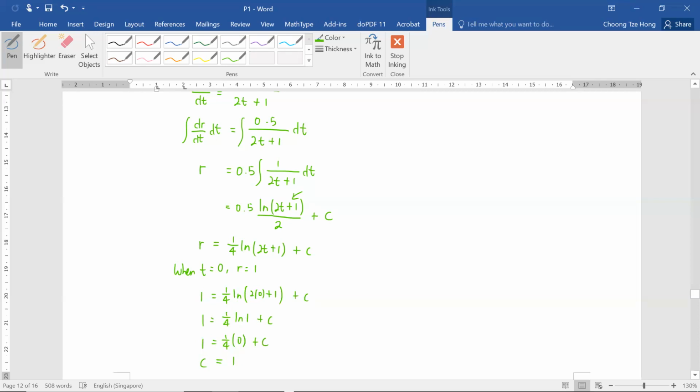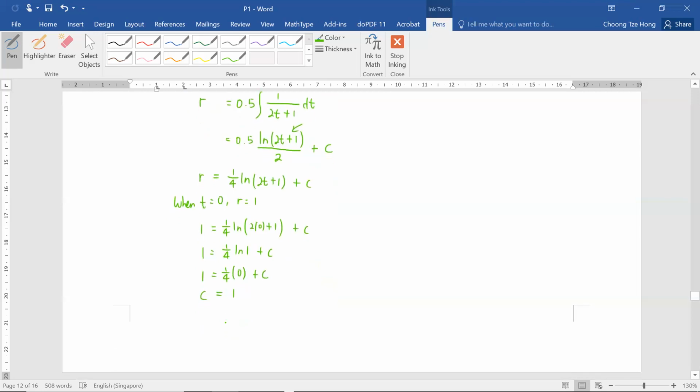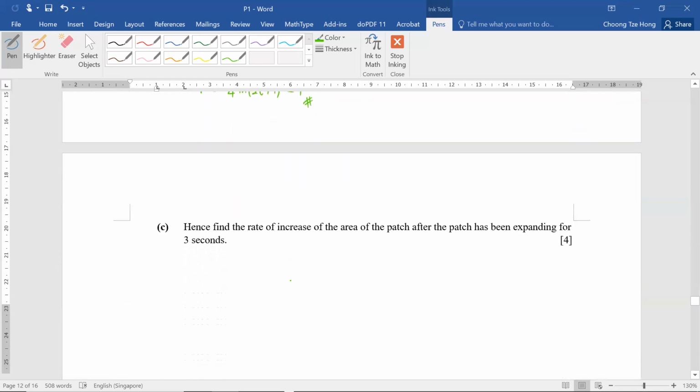Once we find c, we can rewrite the whole expression for r already. Therefore, r is going to be equal to 1/4 ln(2t plus 1) plus 1. So this will be the answer for part B of the question. There's another part to the question, so let's go and read it.